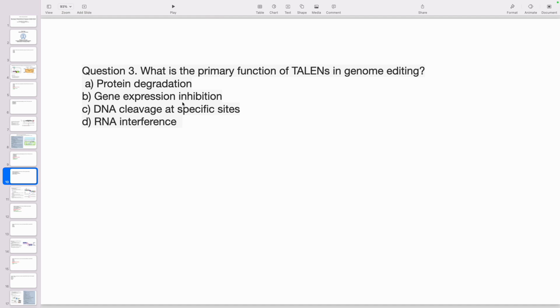So we are at question number 3 right now, which states: what is the primary function of TALENs in genome editing? Option A is protein degradation, option B is gene expression inhibition, option C is DNA cleavage at specific sites, and option D is RNA interference. So you can try to answer this question, then we will look into the concept of the question.